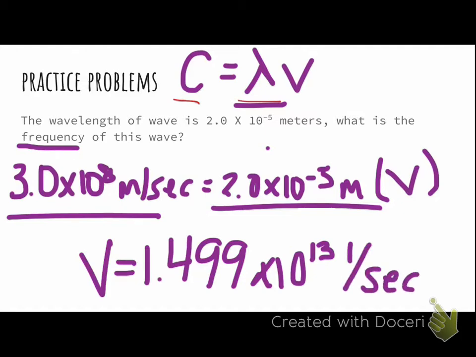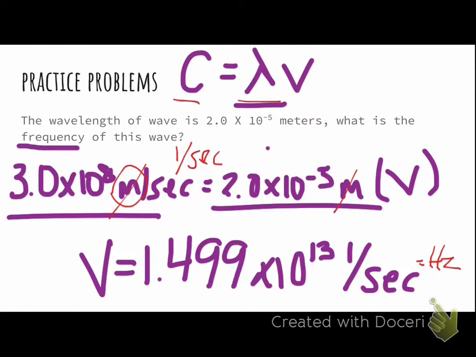So let's look at how we got that. When we divided this over, my meters canceled. So now there's nothing here, which leaves it as a 1. So 1 over seconds. But if you remember from the first video, or the first slide rather, 1 over seconds is the same thing as hertz. So you're going to want to rewrite that as being in hertz for your frequency.